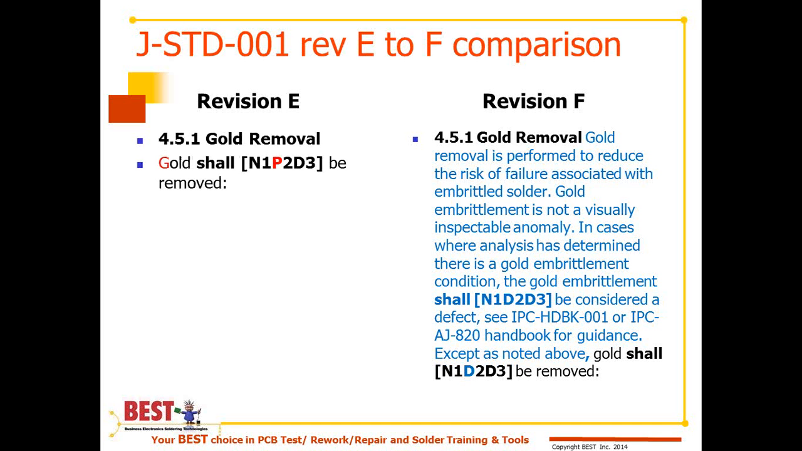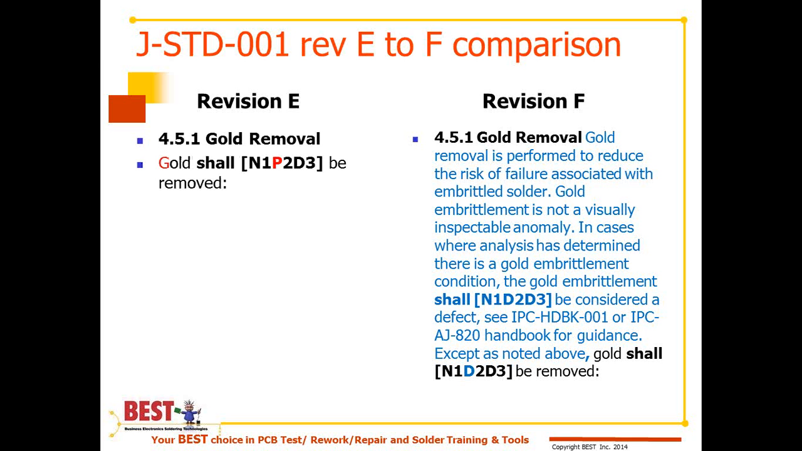In section 4.5.1, when we talk about gold removal, now gold removal is performed to reduce the risk of failure associated with the embrittled gold. It says gold embrittlement is not a visually inspected anomaly. In cases where the analysis has determined that there is a gold embrittlement condition, the gold embrittlement shall be considered a defect for Class 2 and 3, and it refers you to the handbook and also to the IPC AJ820 handbook, which gives further guidance on that too.